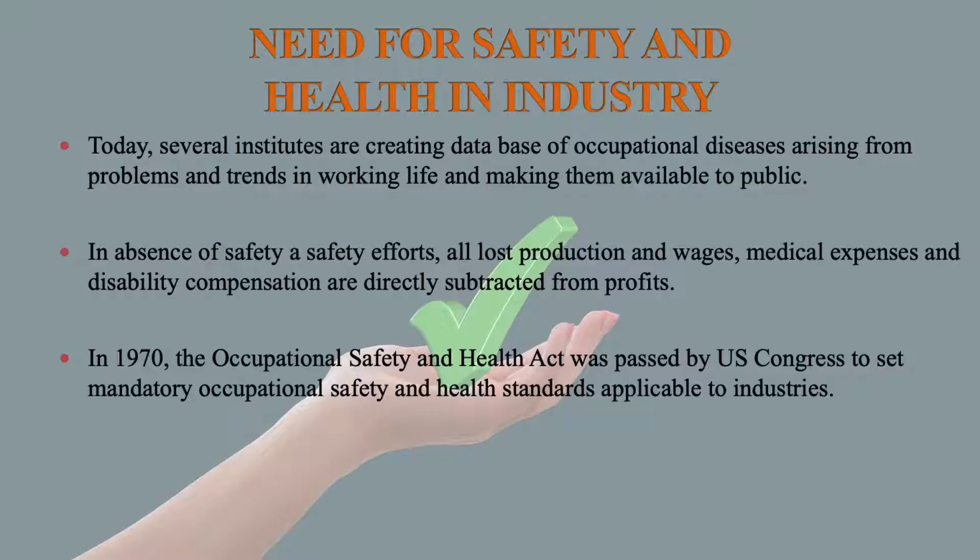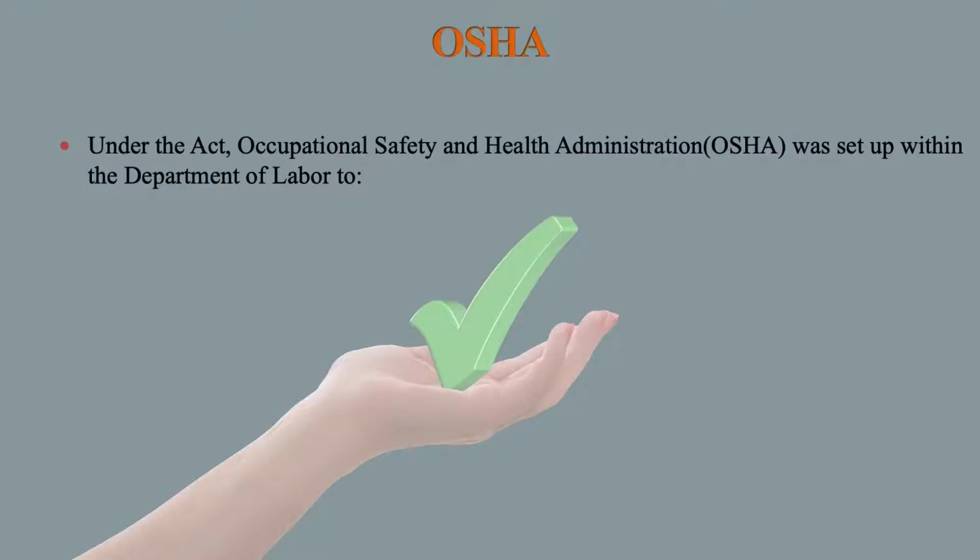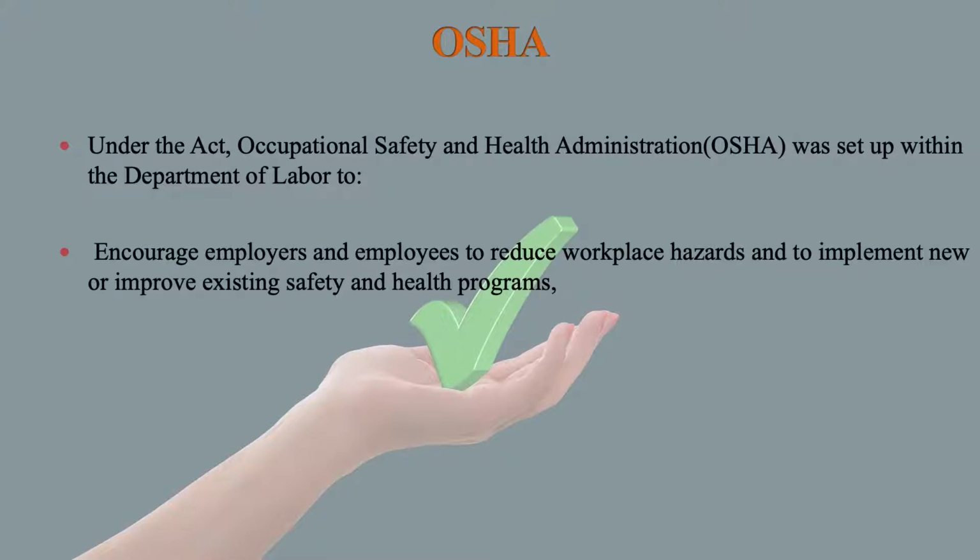In 1970, the Occupational Safety and Health Act was passed by the US Congress to set mandatory occupational safety and health standards applicable in industries. Under the Act, the Occupational Safety and Health Administration, OSHA, was set up within the Department of Labor to encourage employers and employees to reduce workplace hazards and to implement new or improve existing safety and health programs.